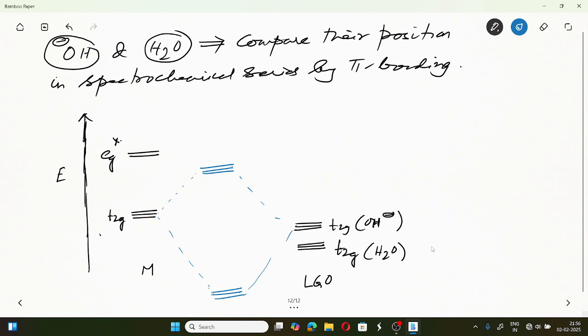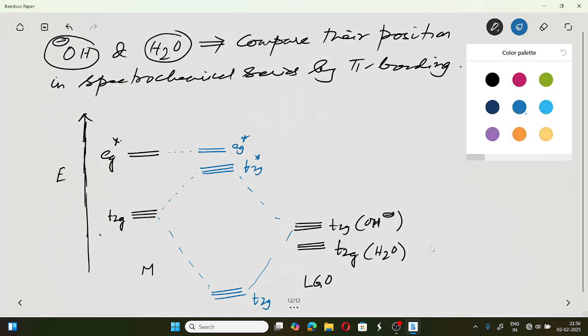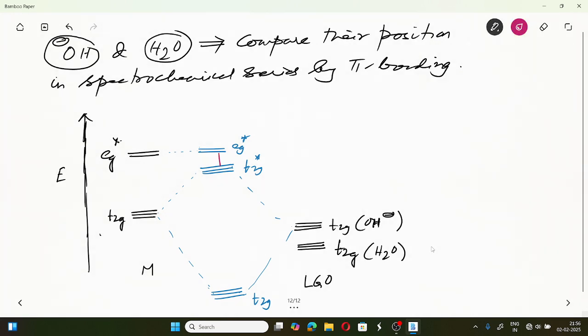So we can say this is T2G and T2G star. And this is, of course, EG star, যেরকম ছিল energy. So this is the del O. This will be the del O for hydroxo complexes, hydroxido complexes. So this will be the del O for hydroxido complexes.